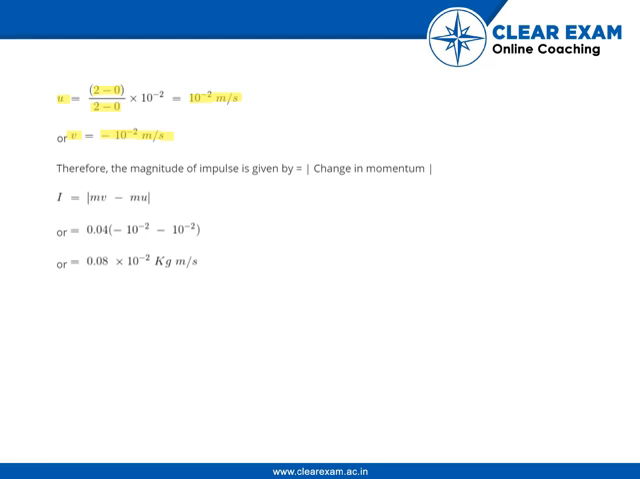Now we can calculate the magnitude of the impulse by taking the difference of initial momentum and final momentum. After putting the values, we get the magnitude of impulse as 0.08 into 10 to the power minus 2 kg meter per second.